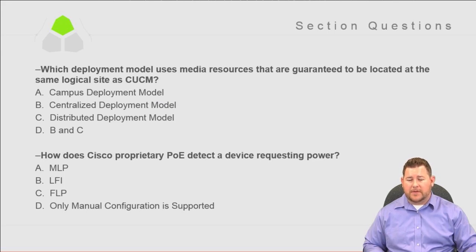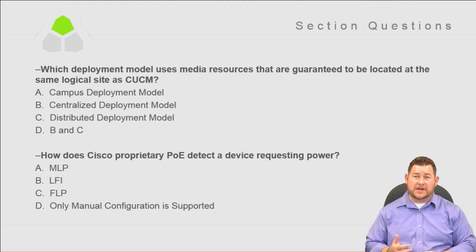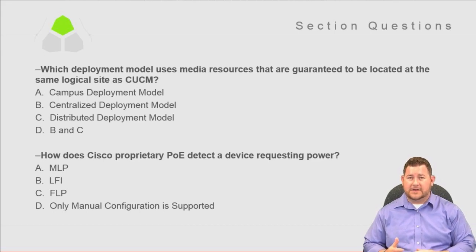In a centralized deployment model and a distributed deployment model, it's possible to have media resources at different locations. So if you're going to have media resources or gateways or anything in your system with centralized or distributed models, those will not be located at the same location. I mean, the only one that can do that is the campus deployment model.